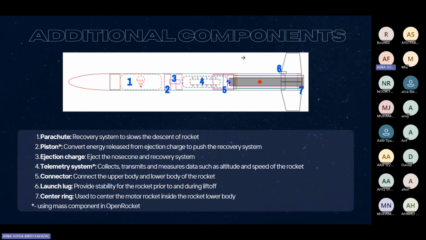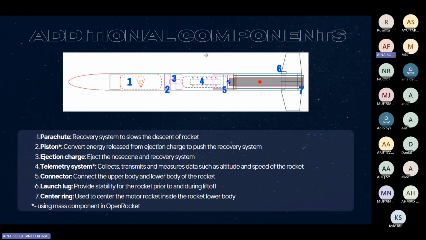So the parachute is there to recover your system, meaning that you would not have a system that is completely destroyed. In a sense, you will also have a rocket that you can use again, and all the components inside, such as the telemetry system, can be saved.